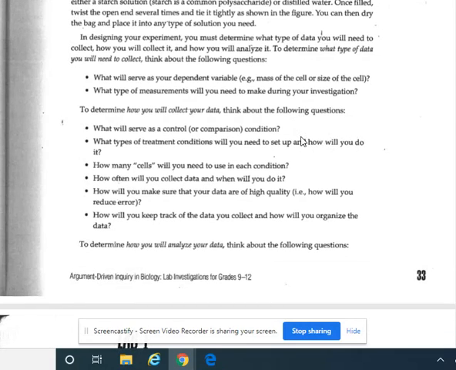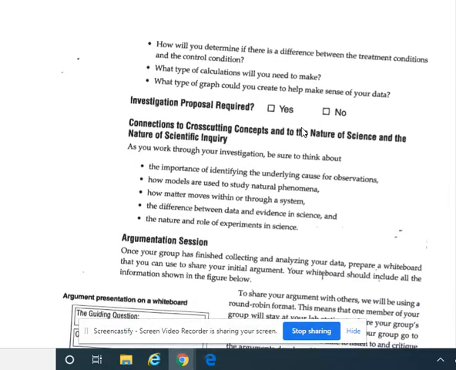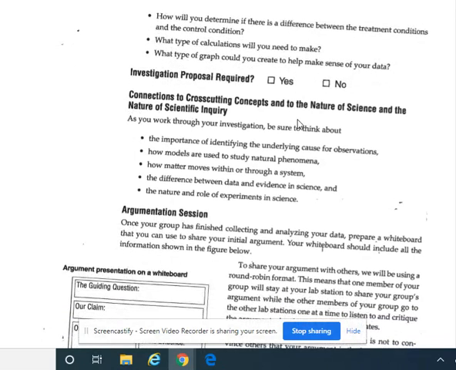To determine how you will analyze your data, think about the following questions. How will you determine if there is a difference between the treatment conditions and the control condition? What type of calculations will you need to make? What type of graph could you create to help make sense of your data? All right, for this lab, investigation proposal required? No, but you are more than welcome to run your ideas by me before you begin.